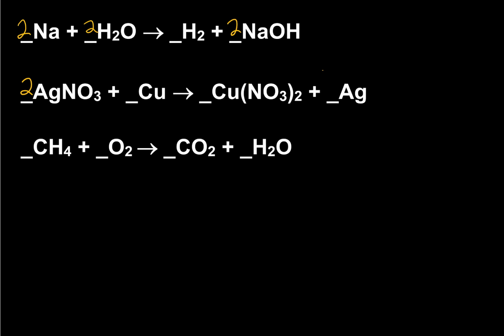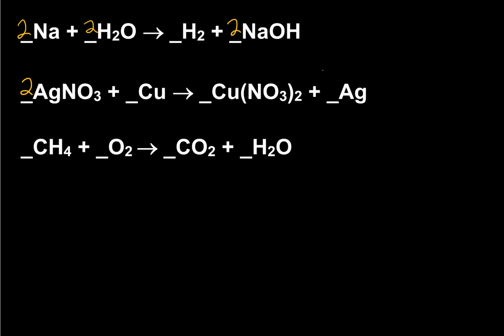Okay, now let's look at oxygen. So we've got O3 times 2, so that makes 6 oxygens on the left, and we've got NO3, and we've got 2 of those NO3s, so that makes 6 oxygens on the right. So our oxygens right now are balanced. And then finally, copper, we've got 1 copper on the left and 1 copper on the right.